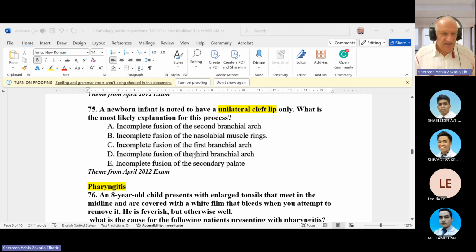Okay, the next question is related to embryology. A newborn infant is noted to have a unilateral cleft lip. So we have cleft lip and we have cleft palate. If you have incomplete fusion of the nasolabial muscle ring, it is cleft lip. But if something affects the palatine area or secondary palate, we consider it cleft palate. Of course, cleft lip just affects the muscle.